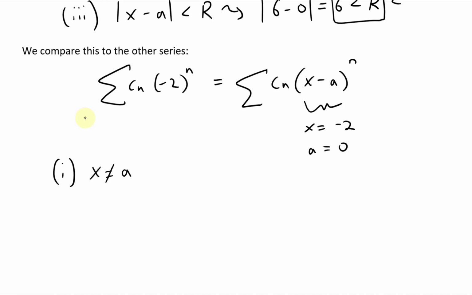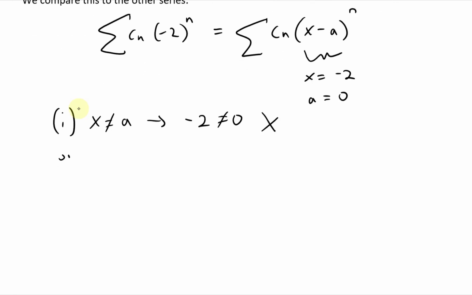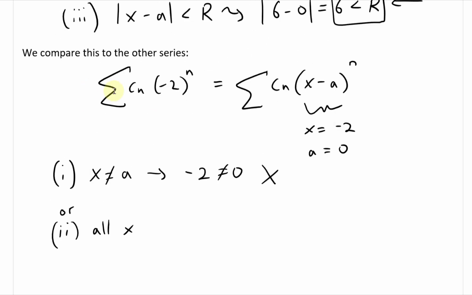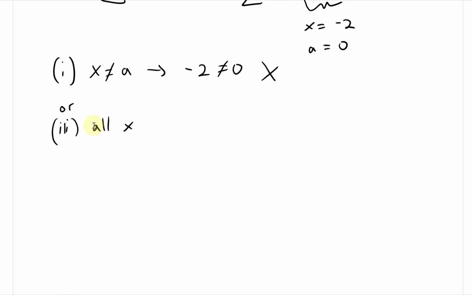So it's not equal to a because we have -2 is not equal to 0, so we can't use this. Yeah, so we have the other case. So we have this, or this, or I. So we have all x. So it either converges for all x. If this was true in our case, if this converges for all x, then that would also be true. So the statement would be true, but it doesn't.